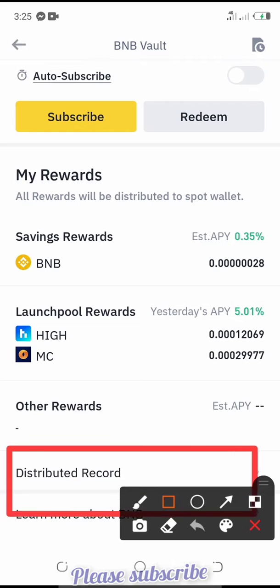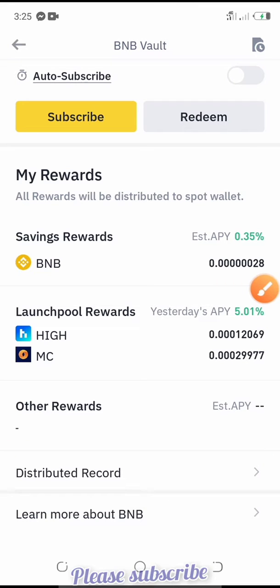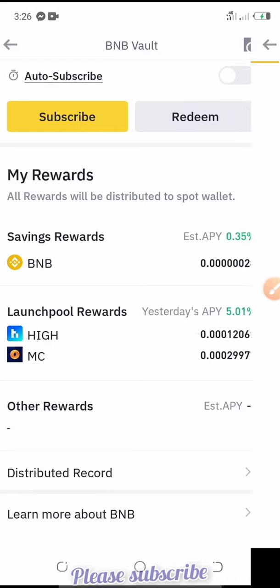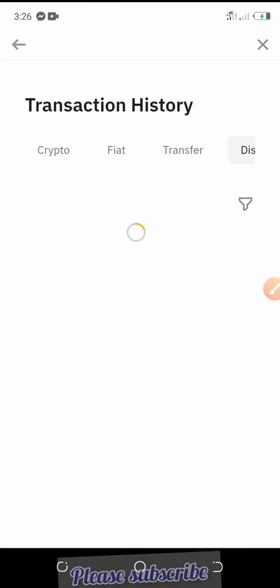If you click on this distributed record, click on it and wait for it to load, you will see that over a period of time they have given me so many offers and gifts. Now this includes BNB itself, and also other currencies that are here. It's taking time to load. All this you can actually convert to BNB or BTC, so that you can actually withdraw them at any point in time.